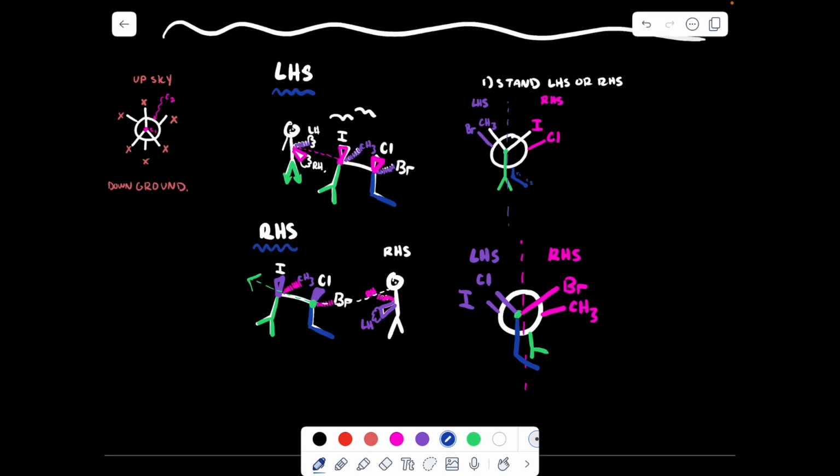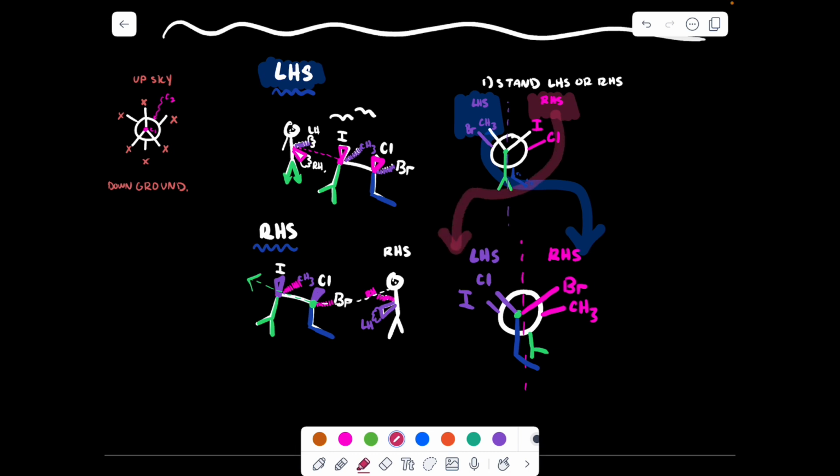So what is our big overall bubble understanding here? We can see when I stand from the left-hand side, everything that is on the left-hand side will end up on the right-hand side when I stand from the right. And everything that was on the right-hand side will end up on the left-hand side. And anything that was in the front will be in the back. So here we see that the iodine and the CH3 group are in the front when I stood on the left-hand side. But when I stand on the right-hand side, the iodine and the CH3 group are in the back.